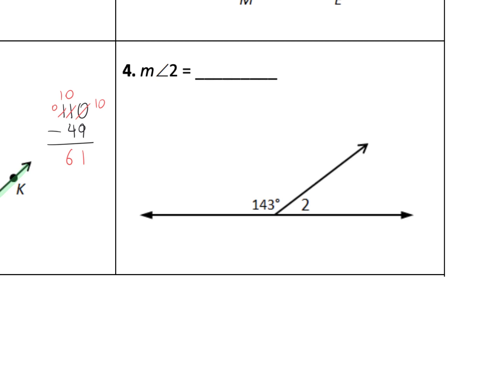Now on our last one, remember how many degrees are in a straight line? 180. So we need to subtract here to find our missing angle measurement. You should have gotten 37 degrees for that one.